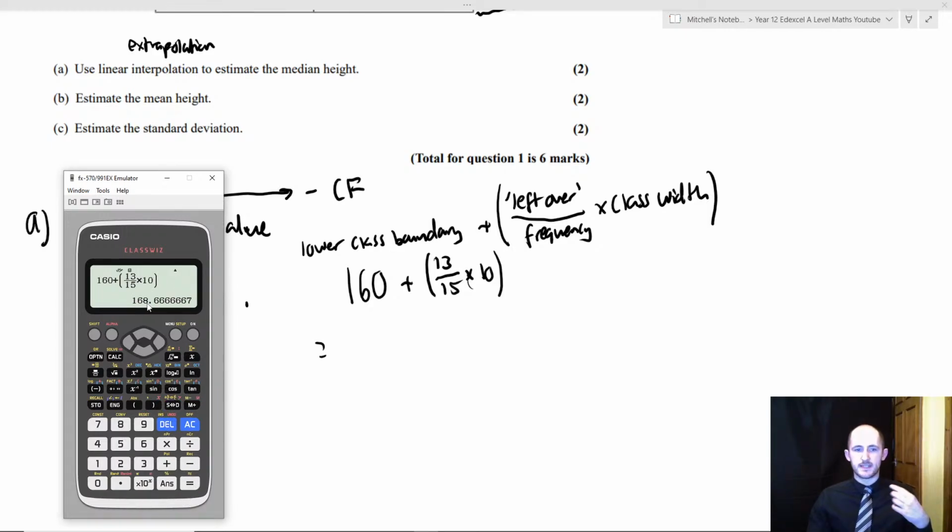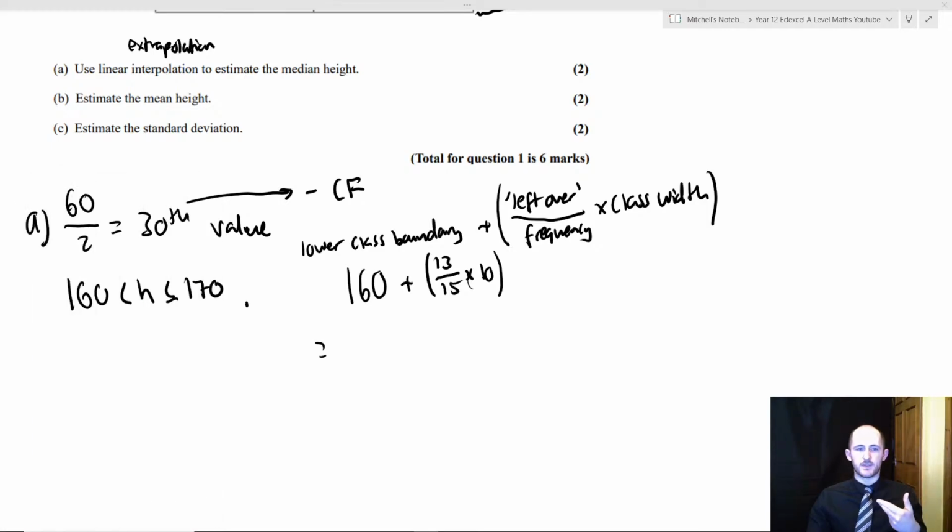So we have 168.666666. So we're going to round that to 3 significant figures. So first of all, I'm going to write 168.6 recurring. So that is equal to 169 centimeters to 3 significant figures. Again, remember to use your units.